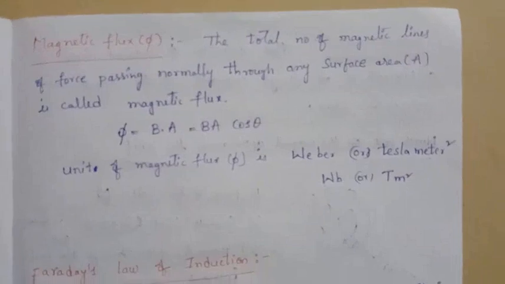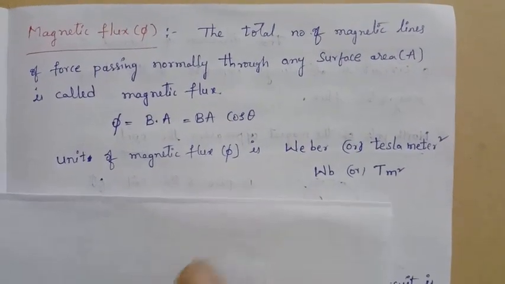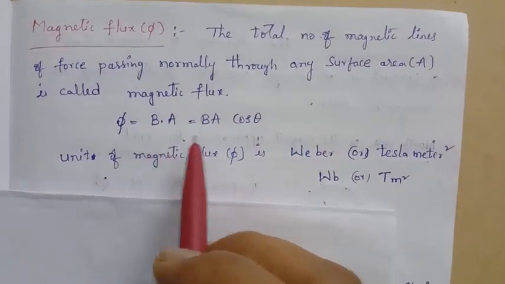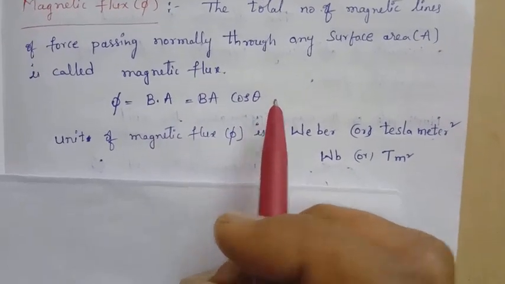Only at the other orientation is there the maximum number of magnetic lines of force, when the area vector and the magnetic lines of force are both parallel. Parallel means the angle is 0, and at angle 0, cos 0 is maximum. So the dot product B dot A, that is BA, will be maximum at theta equal to 0 degrees.